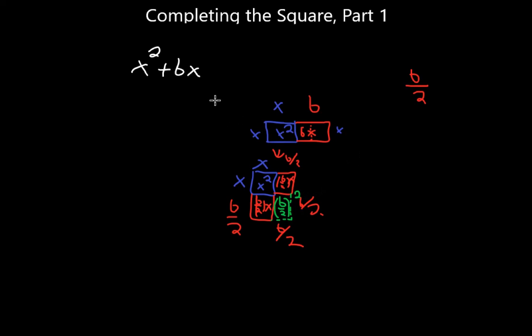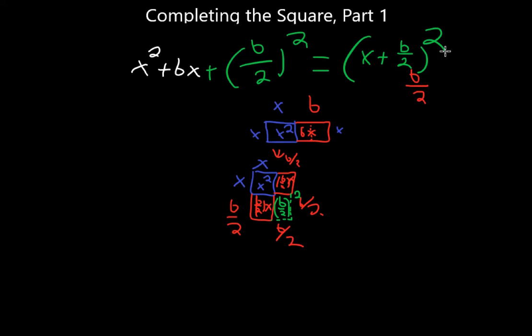So this means that whenever you have a setup like this, you can always complete the square by adding b over 2 squared. This will always make it work, and this will always end up giving you a square of the form x plus b over 2 squared. And if you look at this, we have a side length of x plus b over 2, and the other side is x plus b over 2.